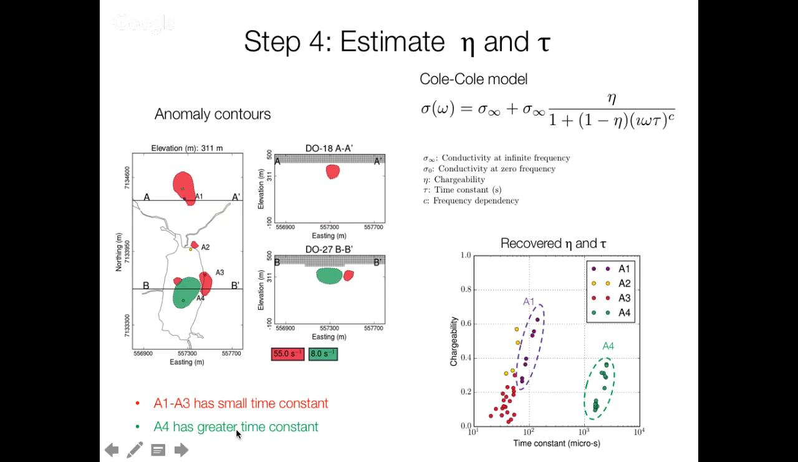But there's some hint here that we could push things a little bit farther. They almost seem like they're grouping a little bit more. I wouldn't want to go too far in that speculation, but just by looking at this, there do seem to be some groupings. So what we're starting to see here is that individual rocks at individual locations might have different Cole parameters, and that might be important.